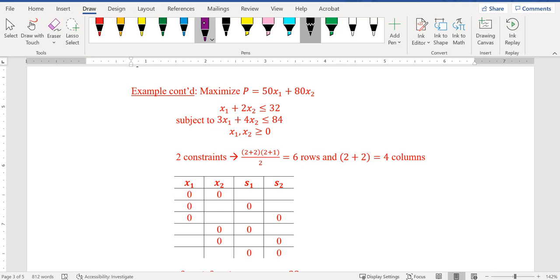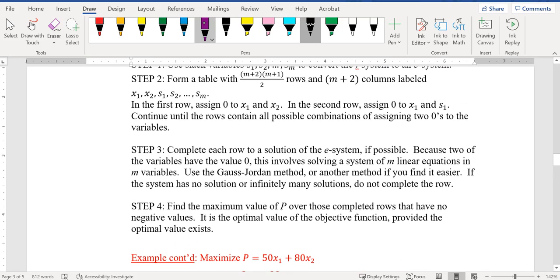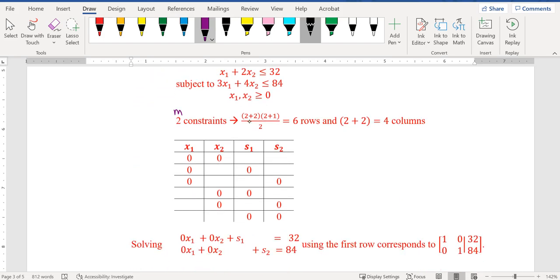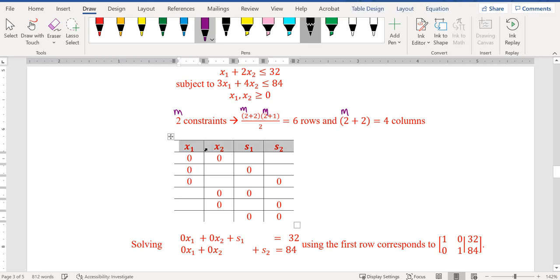Remember that we have m constraints, and then our number of rows is (m plus 2) times (m plus 1) all over 2, and we have m plus 2 columns. That's where we're getting these numbers: 6 rows, 4 columns. Remember the columns go x1, x2, and then, starting with our slack variables, s1, s2, s3, and so on.